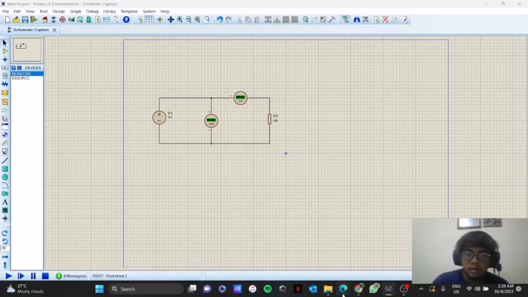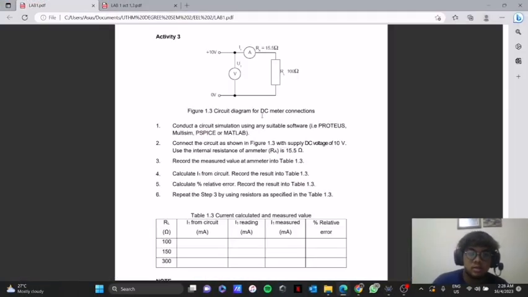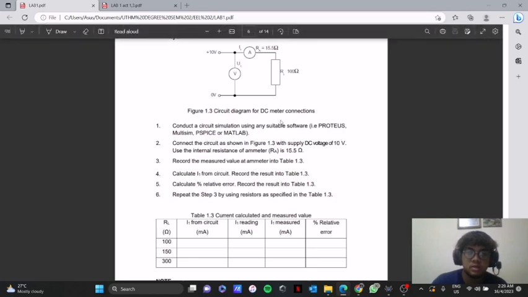Continue to lab activity 3. As we can see, this is the circuit diagram for the DC meter connection, with a supply voltage of 10 volt and an RA value of 15.5 ohm. We also have a voltmeter, and this one is a resistor with a value of 100. The resistor value is changed to 100, 150 and 300.